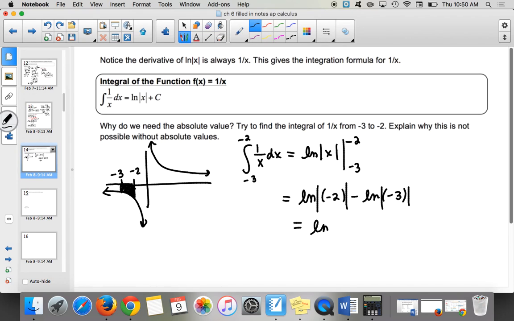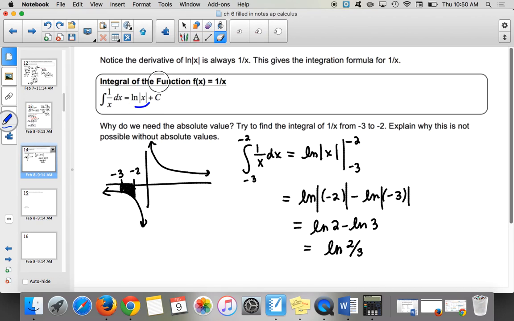So it's natural log of 2 minus natural log of 3, which we could even write as natural log of 2/3, right? How'd you get absolute value from like? So that's what I was saying. You have to have the absolute value in your formula. Otherwise, it doesn't work, because we can't do the natural log of -2. It's undefined. Okay?